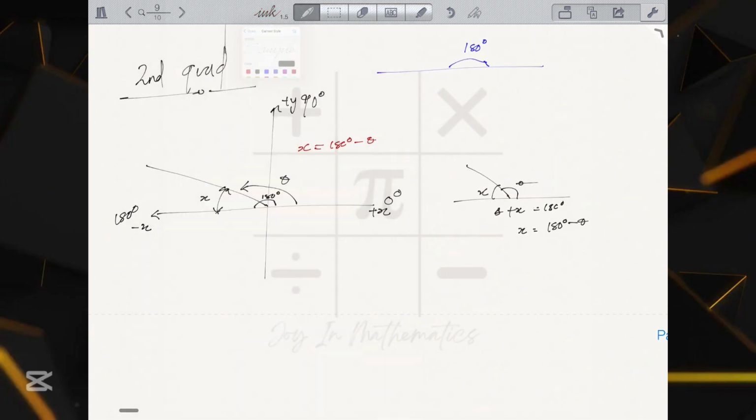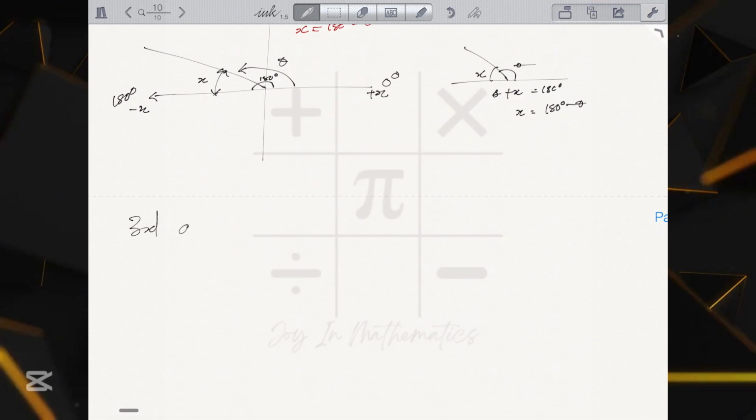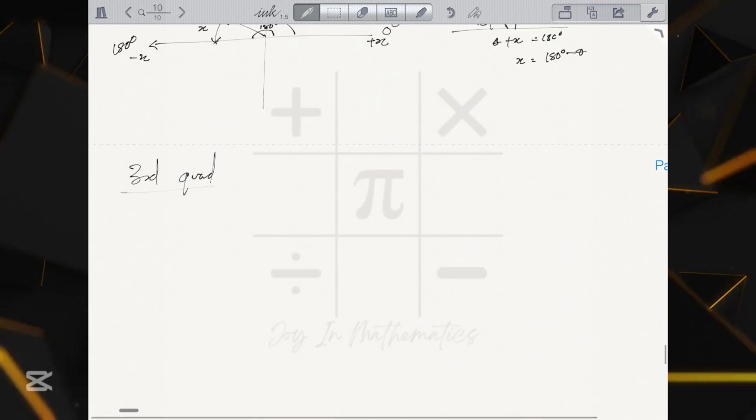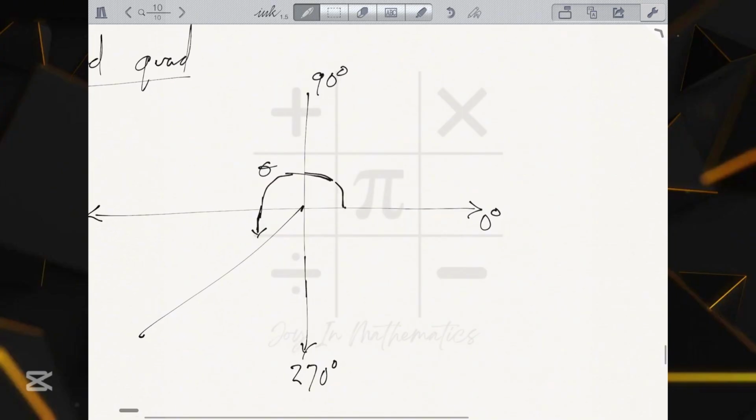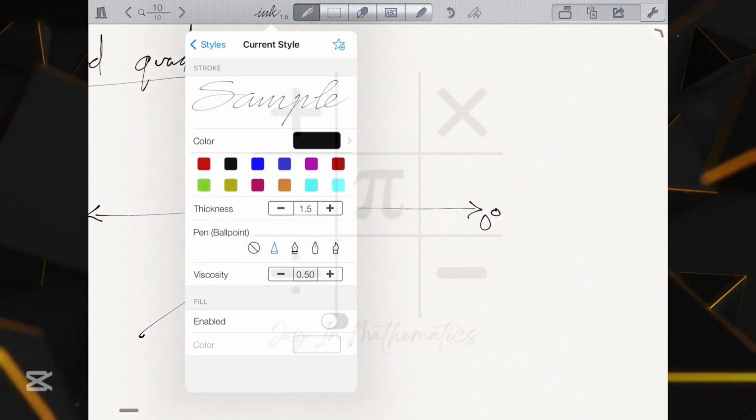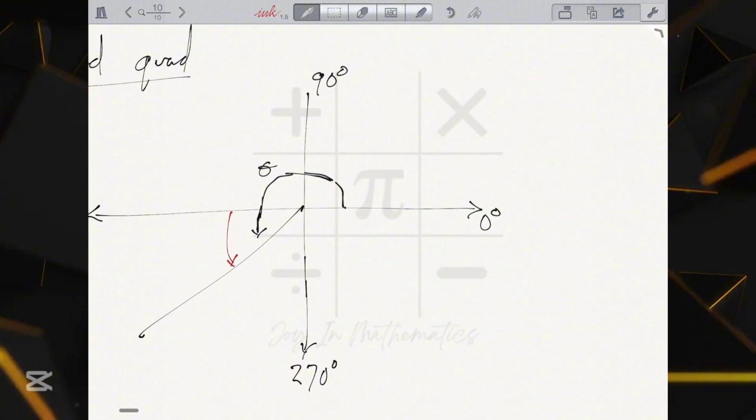Let's go ahead and move to the third quadrant. If we move to the third quadrant, that means we have an angle represented in this direction. So you just start from the positive x-axis, and let's call it angle theta. In the same way, this is 0 degrees, this is 90 degrees, this is 180 degrees, and this is 270 degrees. Now the small relative acute angle that we are looking for is the angle with respect to the x-axis. So this is angle x.